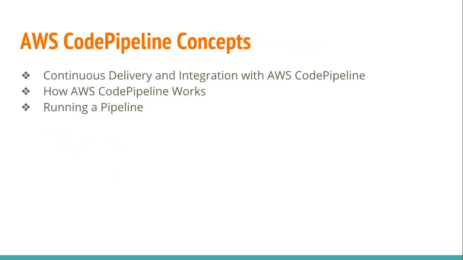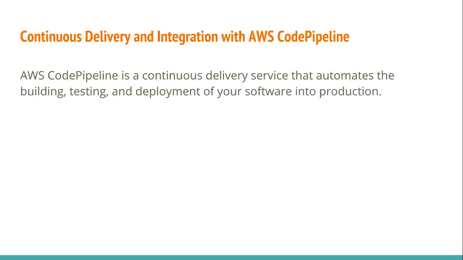Okay. So next, these are the concepts of AWS CodePipeline. The first one is continuous delivery and integration with AWS CodePipeline. The next one is how AWS CodePipeline works and how we can run a pipeline. So these are the concepts of AWS CodePipeline. First one is continuous delivery and integration with CodePipeline.